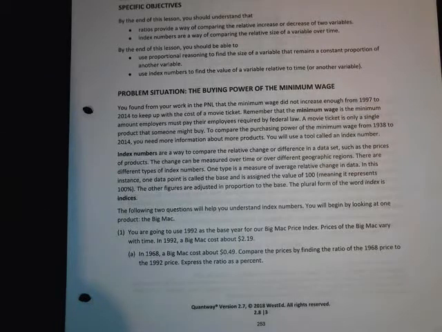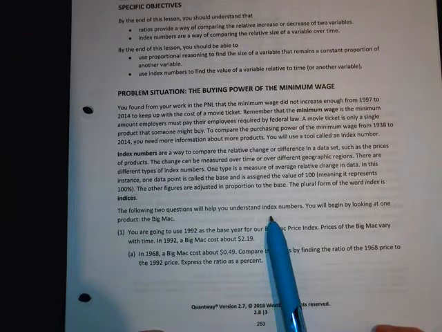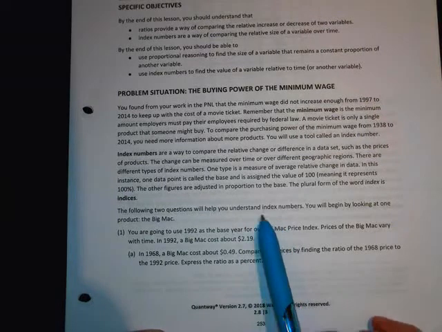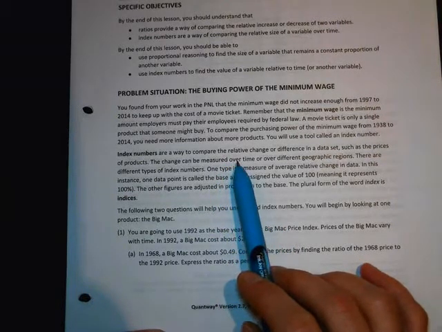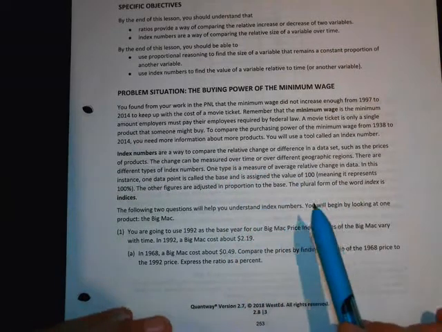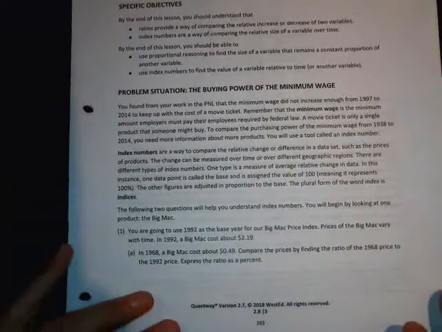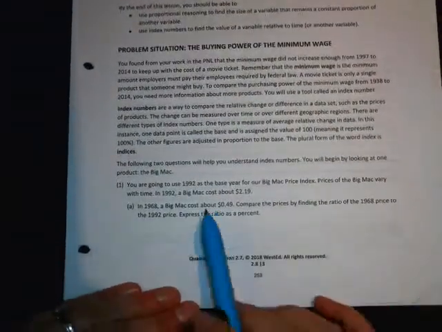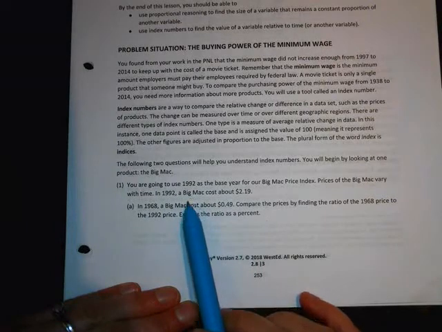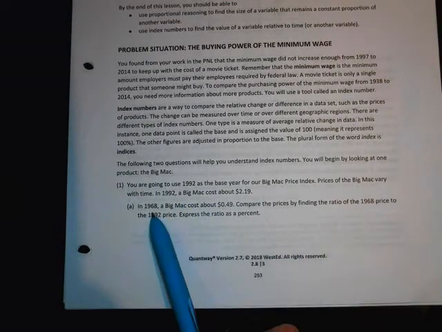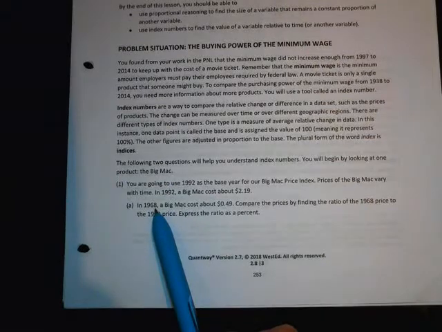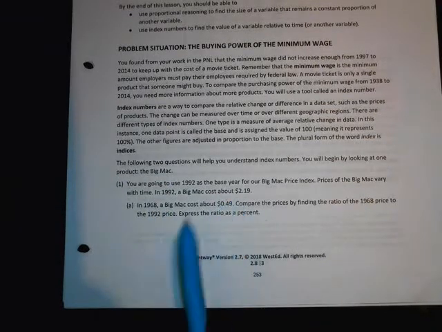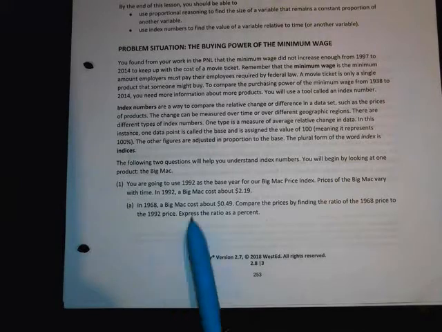All right, so these few questions are going to help us understand what an index number is. An index number is a way to compare changes, relative changes or differences in a data set. And they're going to tell you how to make the index number. So obviously the price of a Big Mac was cheaper in 1968 than if we compare it to the price of the Big Mac in 1992. So now we're going to do some comparisons of prices back in 1992.